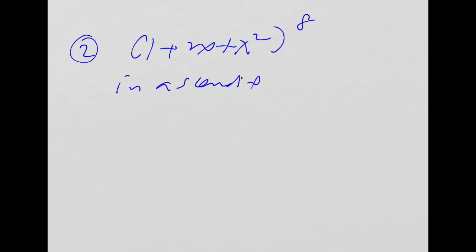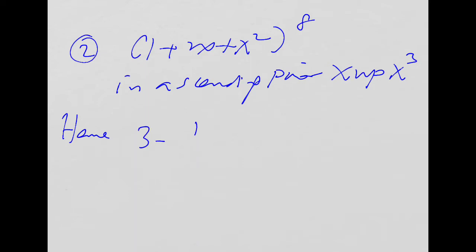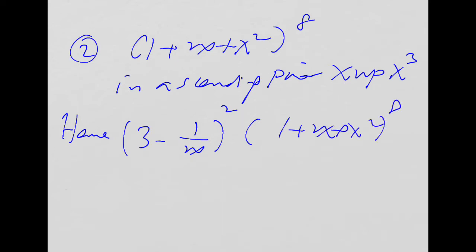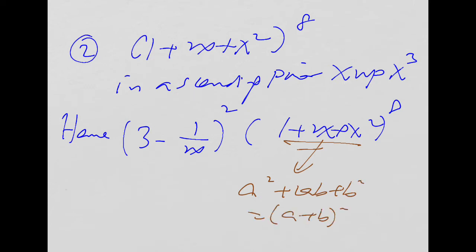Second, expand (1 plus 2x plus x squared) to the power of 8 in ascending powers of x up to the x cubed term. So find the constant term, hence they ask you to find the constant term for (3 minus 2x) cubed plus (1 plus 2x plus x squared) to the power of 8. From here, I give you a hint. This is your a squared plus 2ab plus b squared. 1 plus 2x plus x squared is (1 plus x) squared.